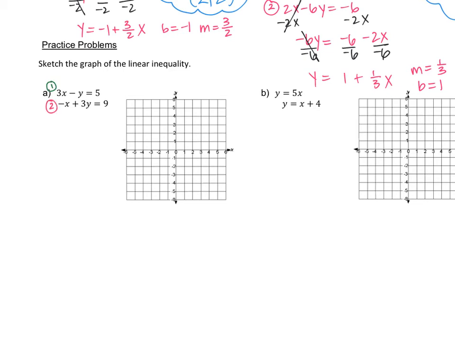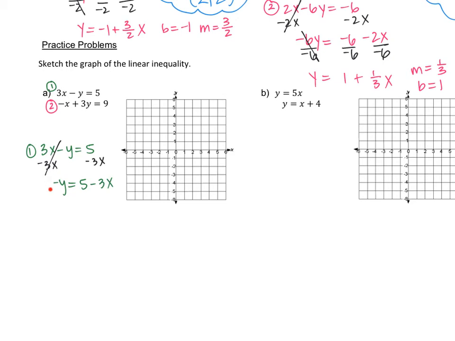So again, they want me to sketch the graph, and I'm given two equations, so I need to start by trying to get y by itself. So if I take one, bring it down, and start solving, to get the y by itself, I need to move the 3x over. So I need to subtract by 3x. Cancels. Negative y comes down. This is going to be 5 minus 3x.